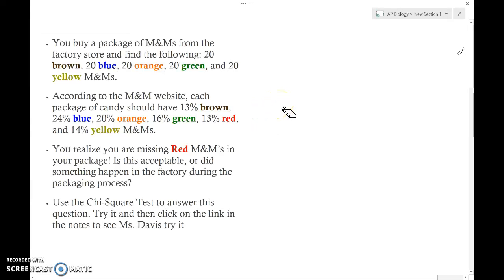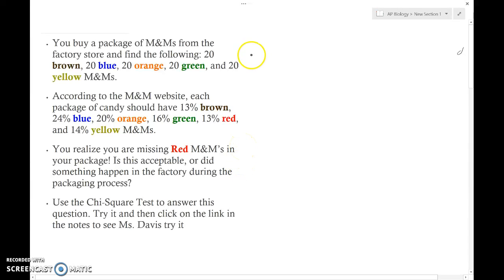So the problem is you buy a package of M&Ms from the factory store and you find the following: 20 brown, 20 blue, 20 orange, 20 green, 20 yellow. According to M&M, you should have 13% brown, 24% blue, 20% orange, 16% green, 13% red, and 14% yellow.